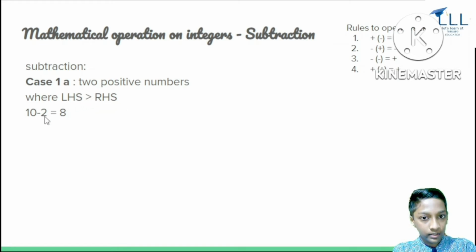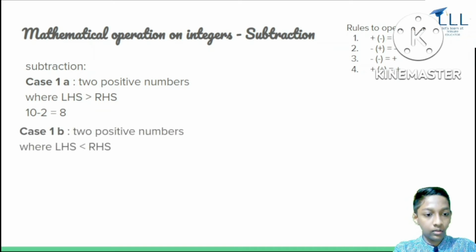10 is greater than 2. We know how to subtract them. That is 10 minus 2, which is equal to 8. Now let's go to the case 1b, where we'll get two positive numbers where LHS will be lesser than RHS.